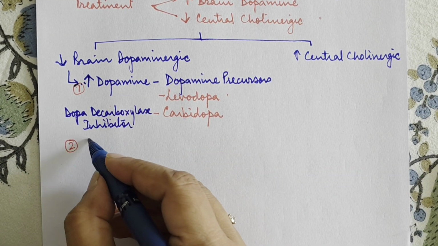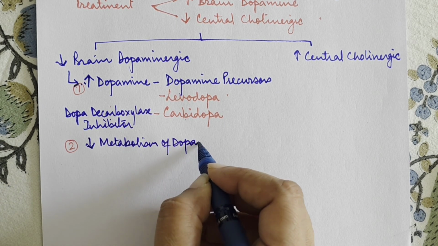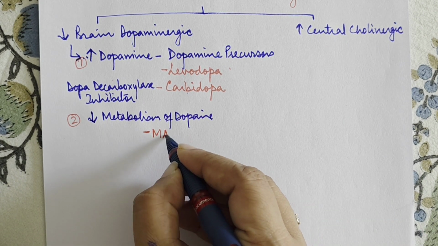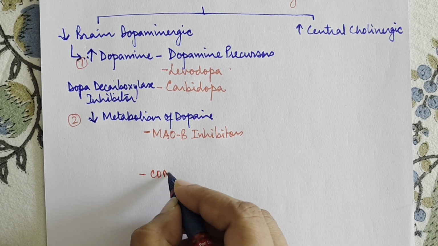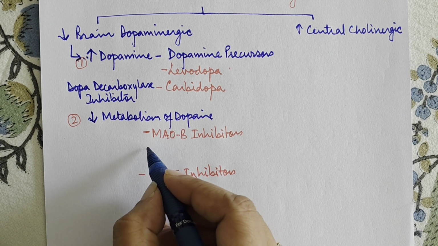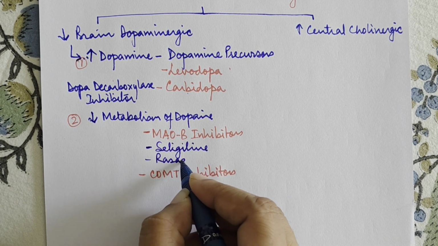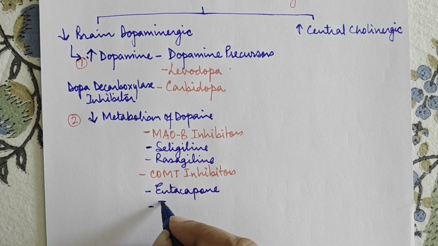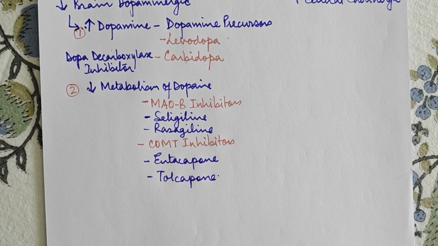The second modality is to inhibit the metabolism of dopamine, right? So drugs which will inhibit the metabolism of dopamine, in this we have MAO-B inhibitors and we have COMT inhibitors. Because these are the two enzymes which basically metabolize the dopamine. In MAO-B inhibitors the drugs that we have are selegiline and rasagiline. And in COMT inhibitors we have entacapone and tolcapone. Okay, so these are the drugs which will inhibit the metabolism of dopamine.